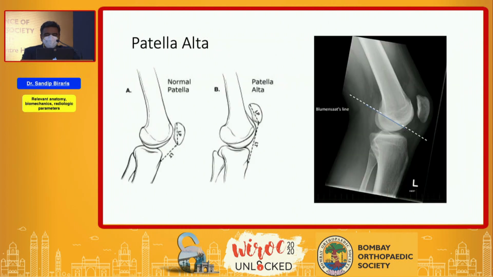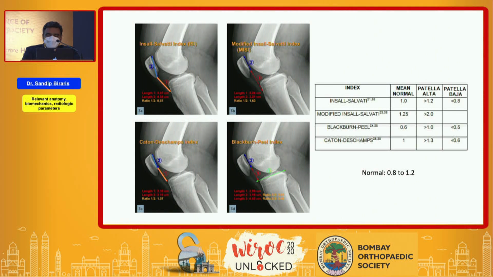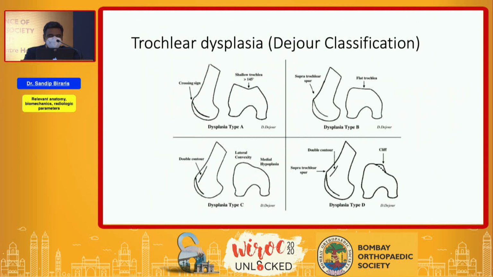So when Blumensaat's line is drawn, if the inferior pole of the patella is not touching this Blumensaat line, it is called patella alta. And there are various other indices which are taken on the lateral radiograph of the knee, the most common being the Insall-Salvati index and the Caton-Deschamps index. These indices usually range from 0.8 to 1.2. Anything beyond that is considered abnormal.